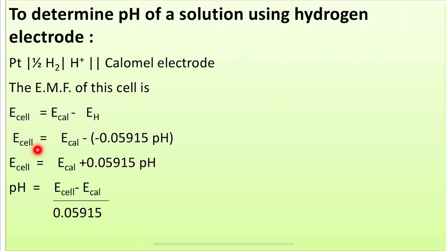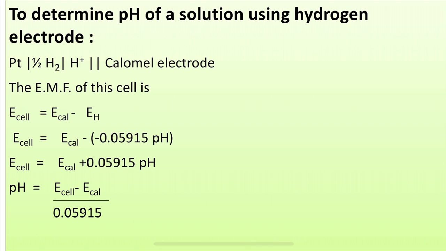And we know that the EMF of the hydrogen electrode, which has already been reported, is minus 0.05915 pH. This we have just studied in the standard hydrogen electrode. So substitute this value, and by knowing the E cell value and the EMF of the calomel electrode, by rearranging this equation we can determine the pH of a solution using this hydrogen electrode.